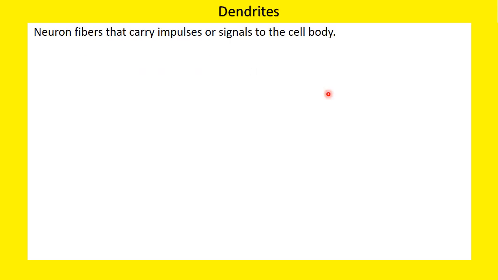Dendrites: neuron fibers that carry impulses or signals to the cell body. So the signals come, and the dendrites bring the signal to the cell body, and then the cell body takes it to the axon, and the axon takes it to the next neuron or nerve. So this was the function of the dendrite. Let's move on to the next slide.